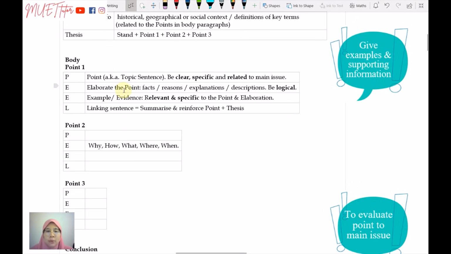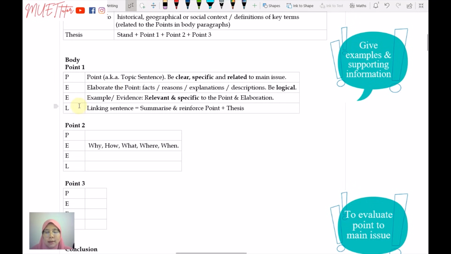So for this one, when elaborating the P, identify keywords in the P and write sentences with logical details that support and justify and develop the P. These logical details could be facts, reasons, explanations, or descriptions. Another way that can help you find ideas is by asking yourself the WH questions: why, how, what, where, and when. For another E, or example or evidence, the example or evidence given should be relevant and specific to both the P and E above.